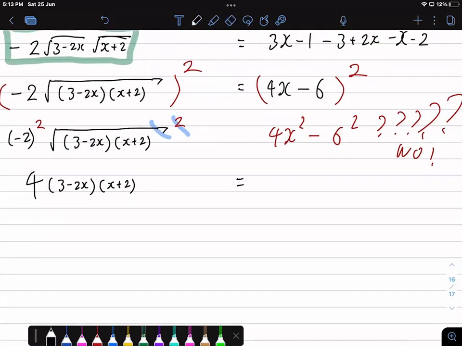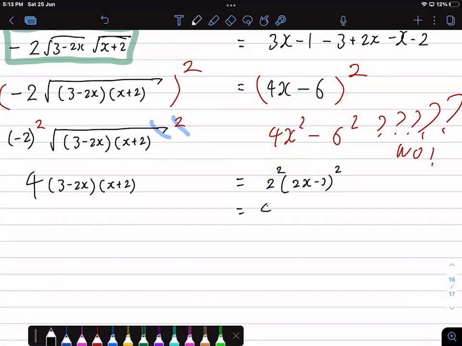It's not 4x squared minus 6 squared. It's also not, even if you put a bracket there, it's still wrong. You actually need to do it term by term. So let me just do something extra. 4x minus 6, I can factor out a 2. So I get 2x minus 3. Then I square. Does that make sense? Okay.